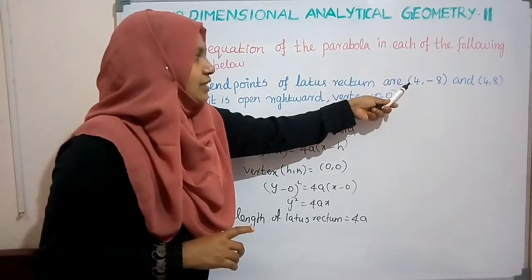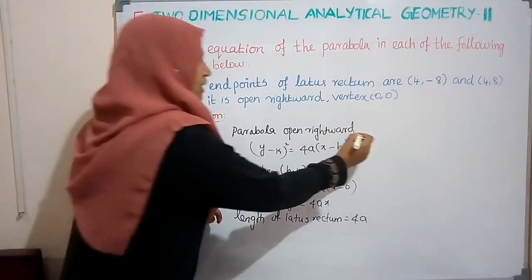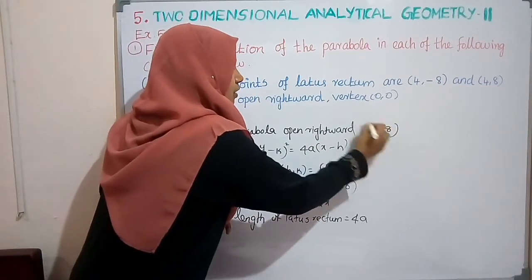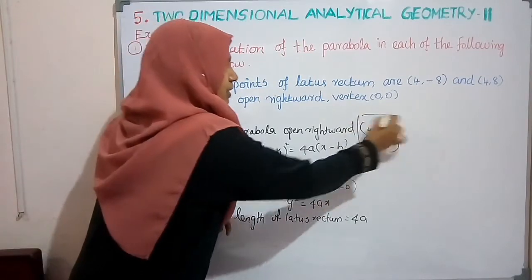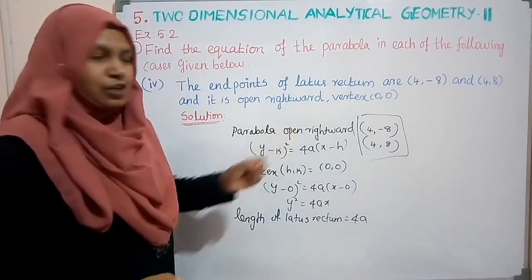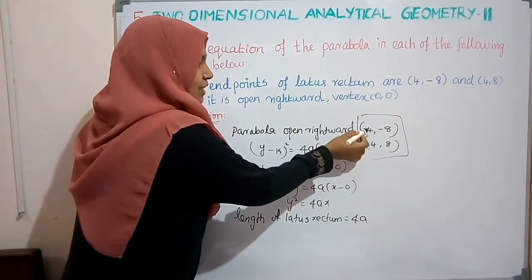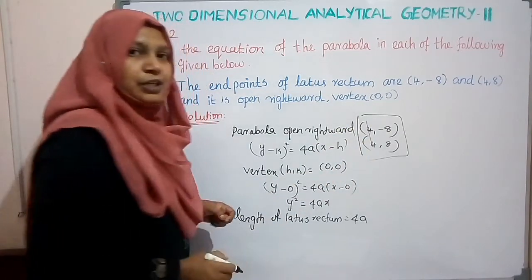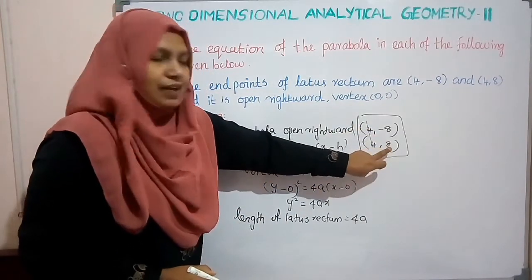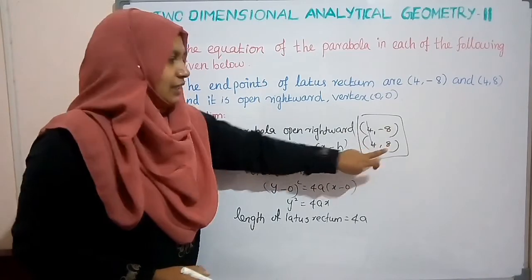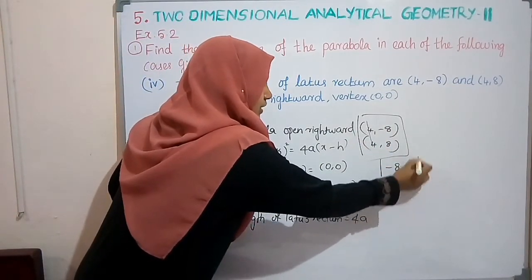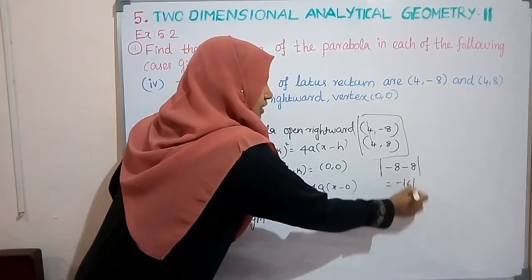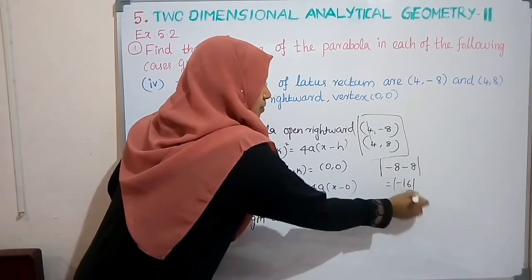So how will you find the distance between (4, -8) and (4, 8)? How will you find the distance between these two points? Yes, we can apply the shortcut. Here the x coordinates are equal, so no need to consider the x coordinate. The different values are -8 and 8. So just subtract, modulus of -8 minus 8. So it is modulus of -16. That means it is plus 16.